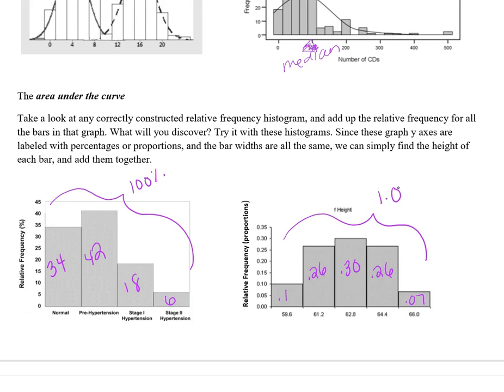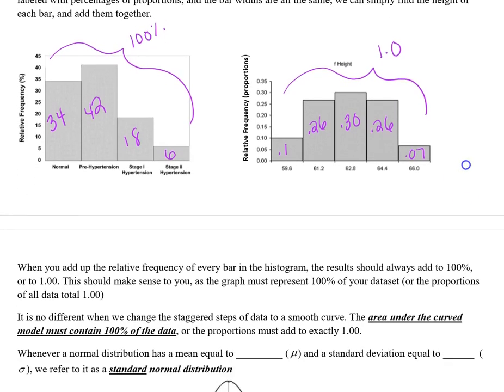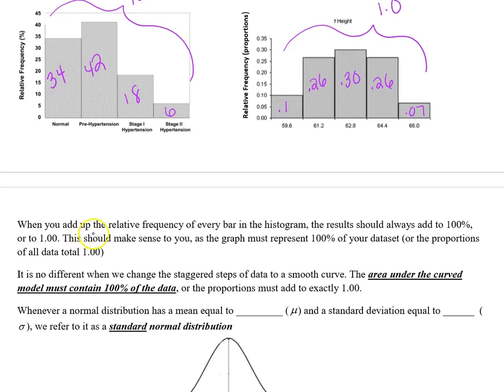So between these 2 different distributions, even though our first one's in terms of percents and the next one's in terms of proportions, if you add up all the data, it's going to represent either 100% or 1.0 of your data, which should make sense to you because we want to represent 100% of our data. On the very next page, that's where I summarize this idea. When you add up the relative frequency of each bar in the histogram, your results will always add to 100% or 1.0 because we always want to represent everything in our data set.